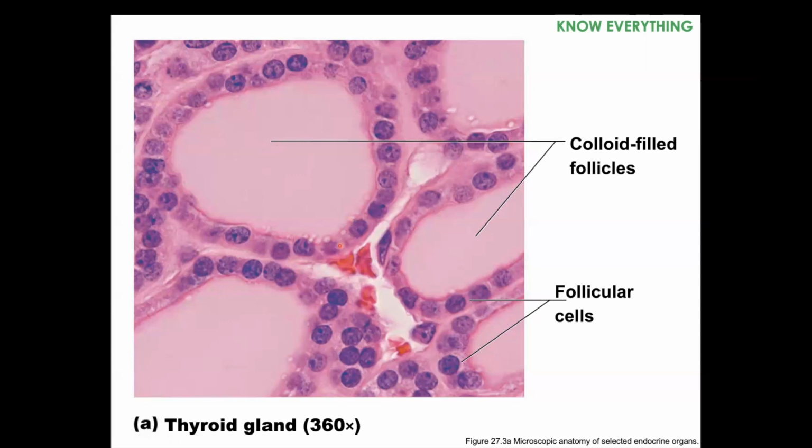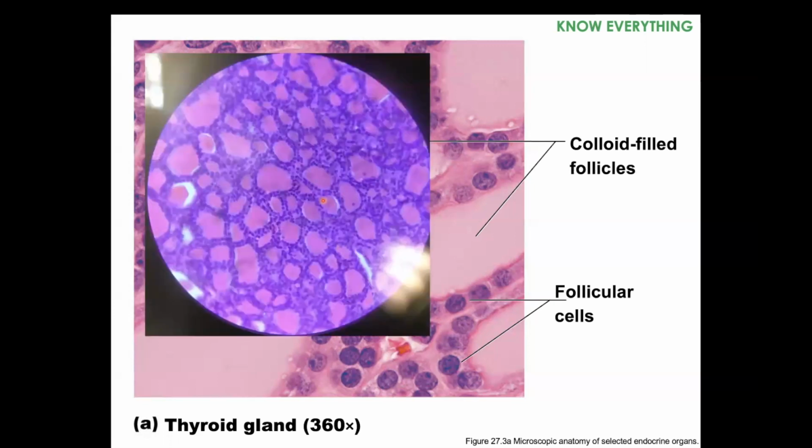The colloid-filled follicles are going to store our thyroid hormones, T3 and T4, and the follicular cells are going to determine thyroid function. And here is another image of the thyroid. So the light pink here is going to be your colloid-filled follicles, and the dark purple cells here are going to be your follicular cells.